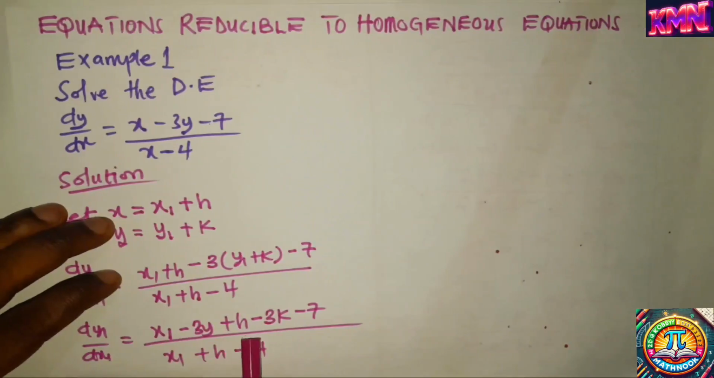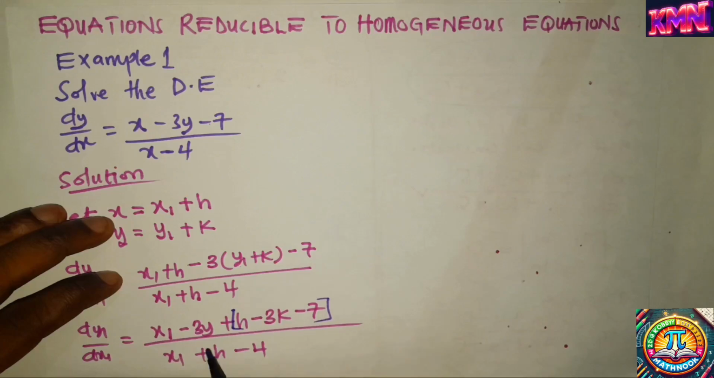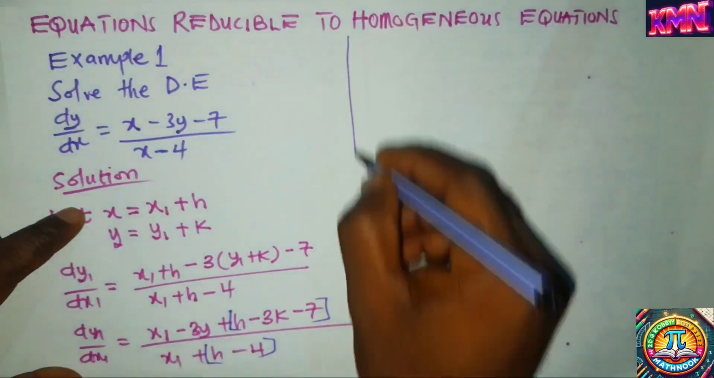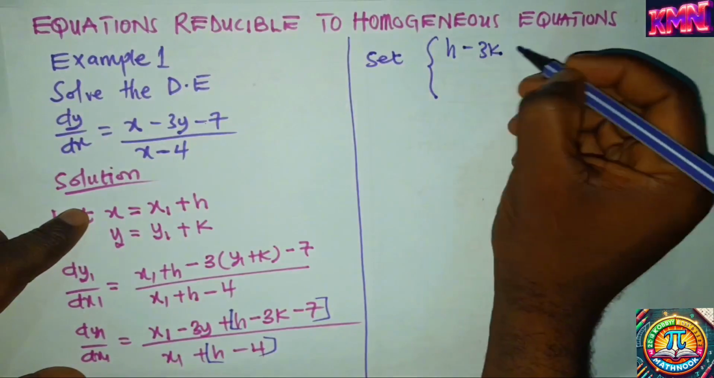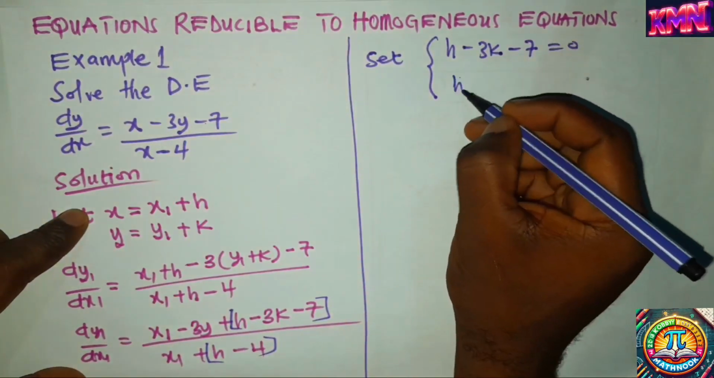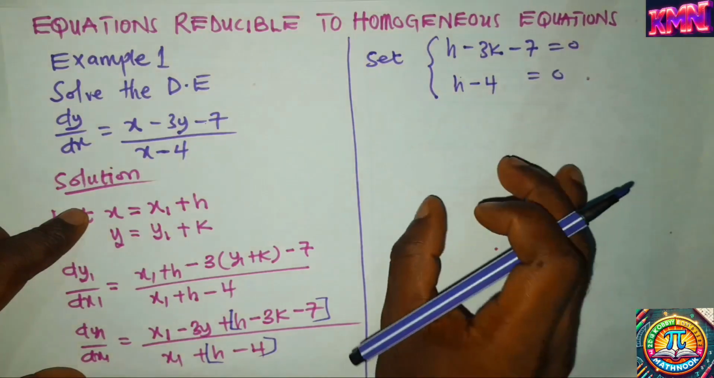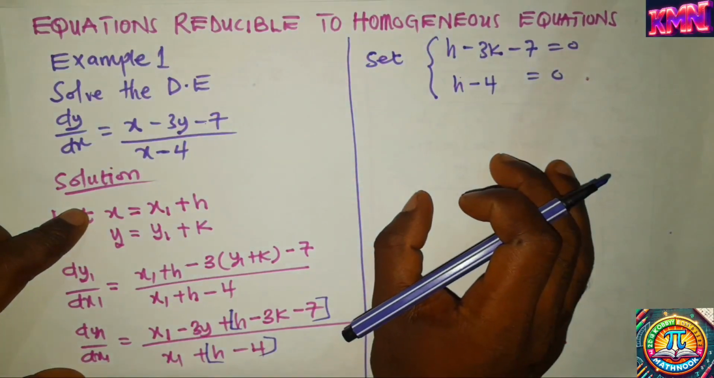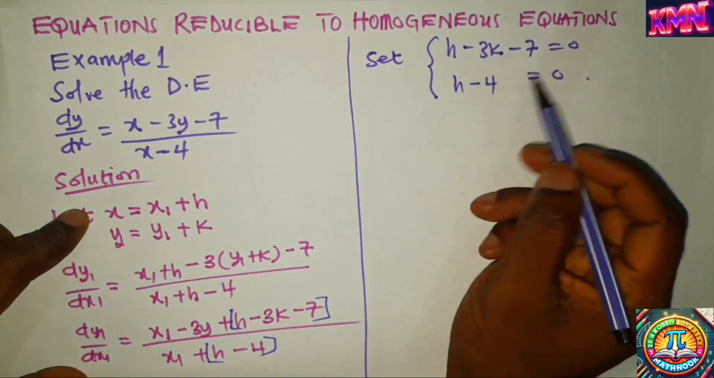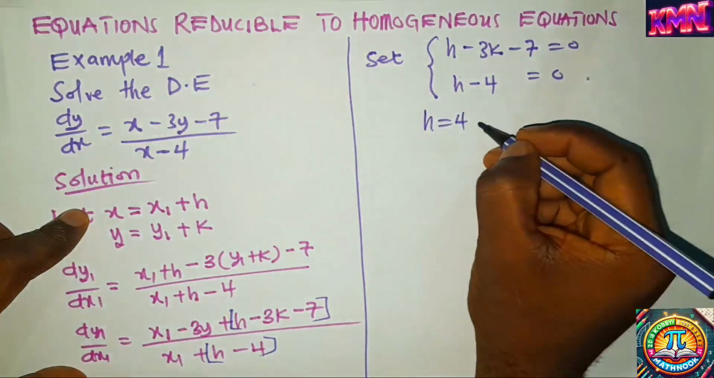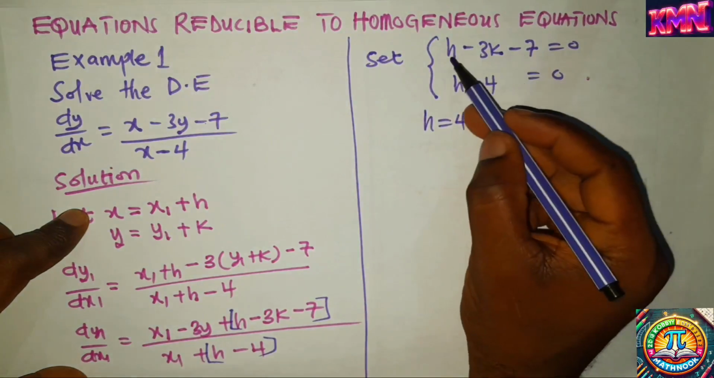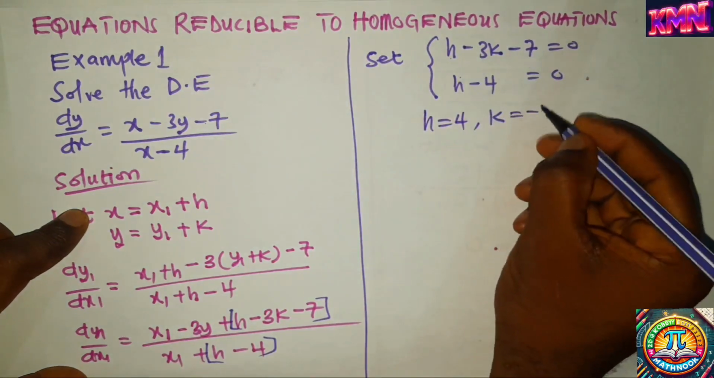So you can see that h minus 3k minus 7 are all constants, and also h minus 4 is also constant. So we are going to set this part to 0. So the next stage, we set the constant part h minus 3k minus 7 to 0, then h minus 4 also to 0. This is simultaneous equation, so we need to solve for h and k. You can just use your calculator to find the answer of h and k, but here it is clear that h is 4, and if h is 4, when you put 4 over here, k will be negative 1.